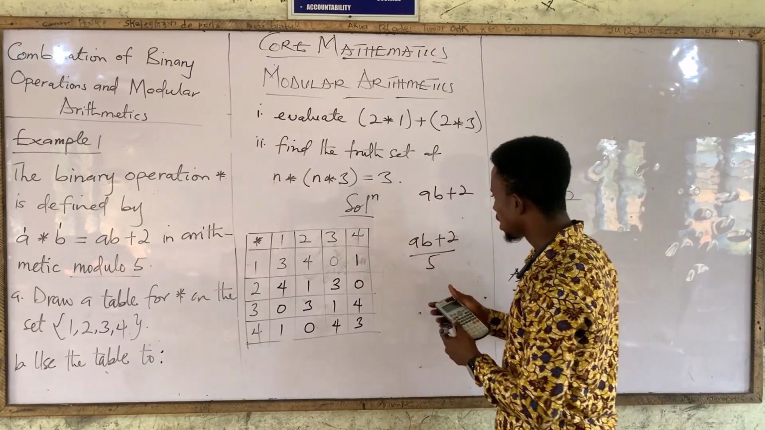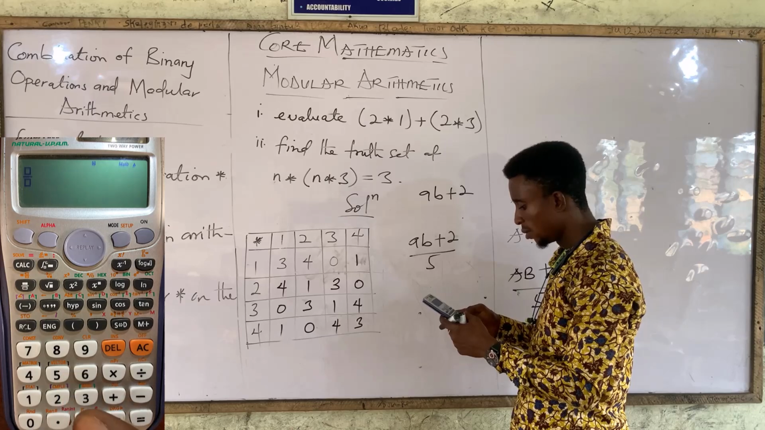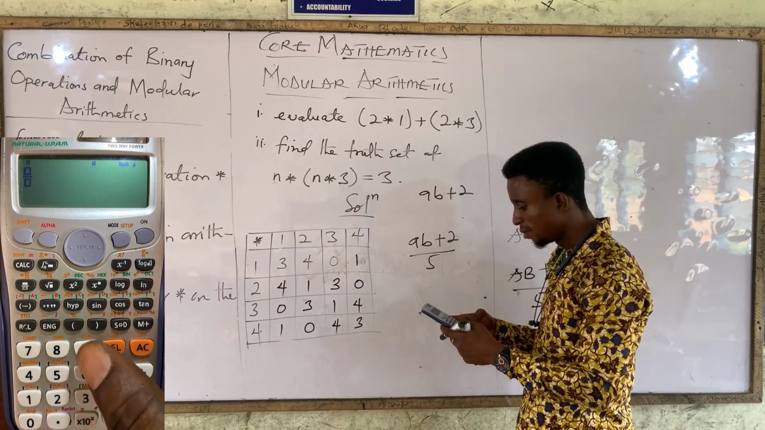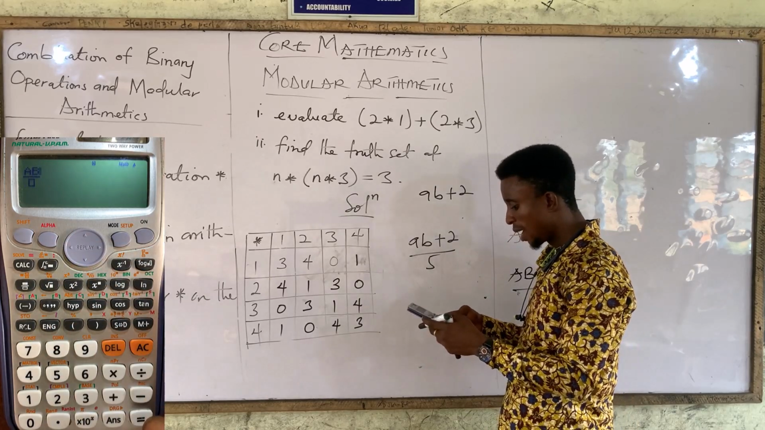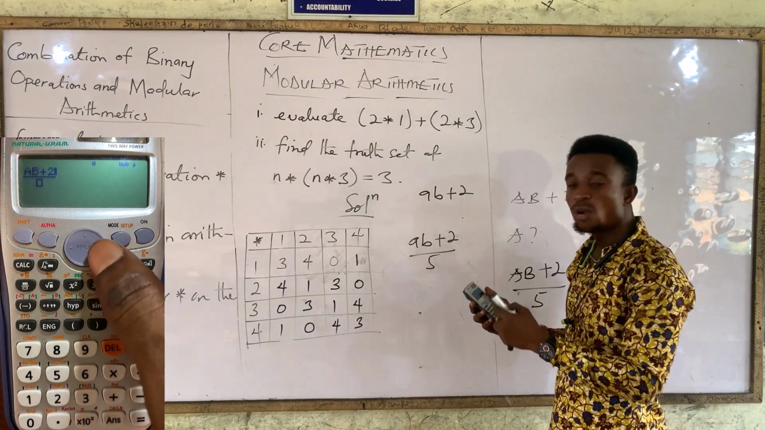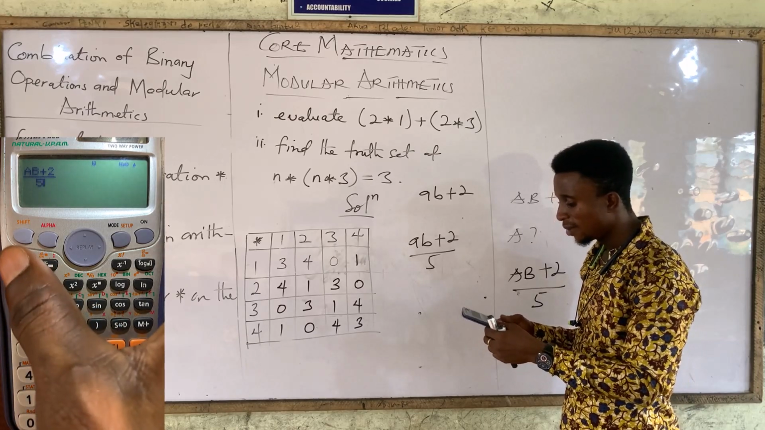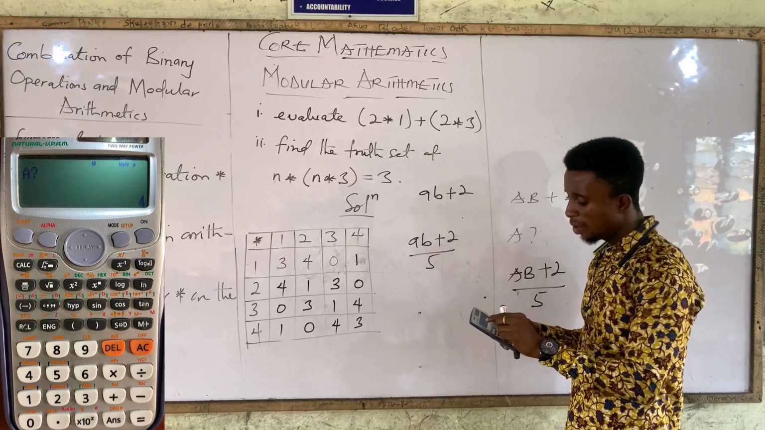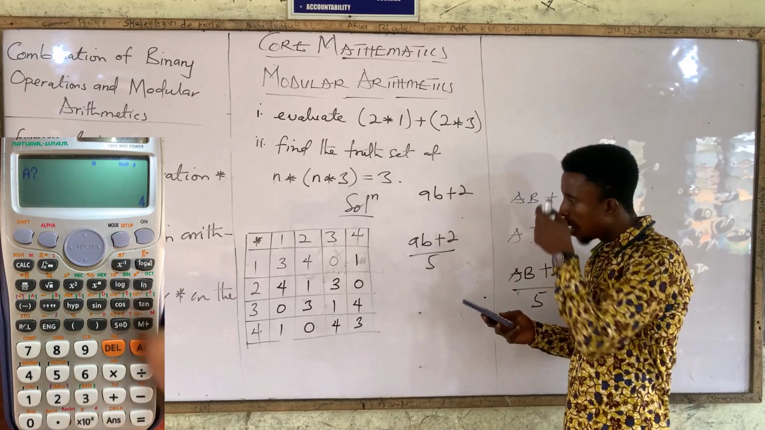So if I put this on the machine, we said over 5. So I'm going to have AB, alpha B, then plus 2, all over 5 on the calculator. AB plus 2 all over 5. Are we getting that? Then I click on the card. After clicking on the card, now I have a question mark. Then I put the A value.